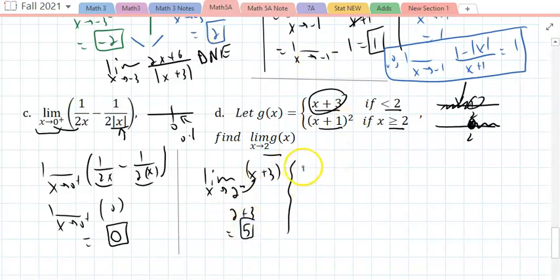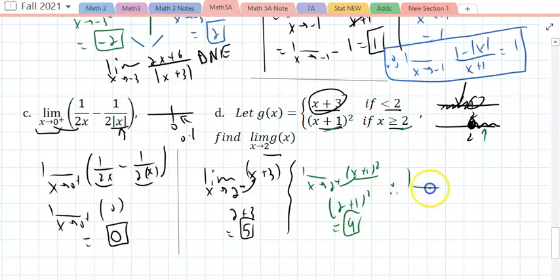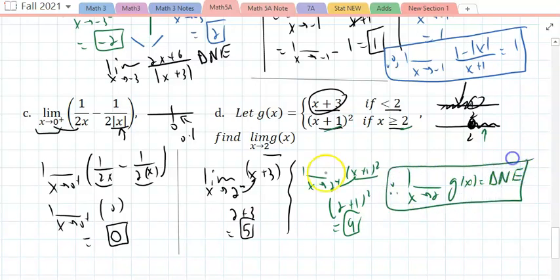How about the limit as x approaches 2 from the right? From the right, you're bigger than 2. You're going to use (x plus 1) squared. This is a polynomial. Throw the 2 in. That is (2 plus 1) squared. That is 9. Therefore, the limit as x approaches 2 of g of x does not exist. And if they ask why, because the limit from the left does not equal the limit from the right. So whether you plug in numbers using the shortcut, it's the same analogy.